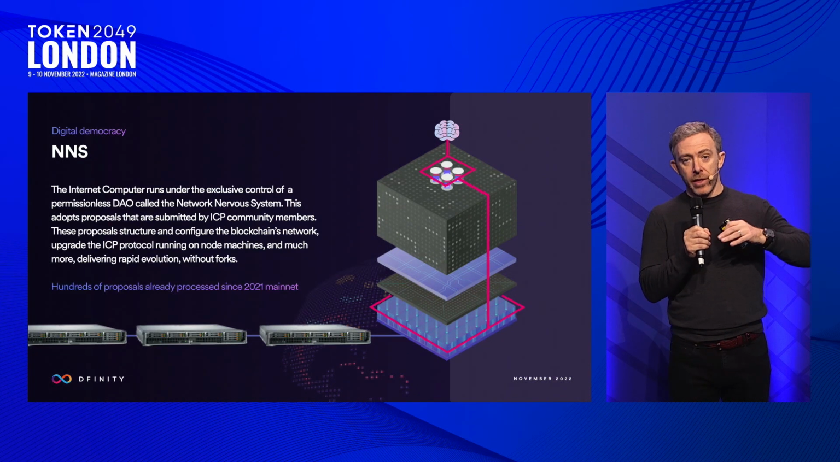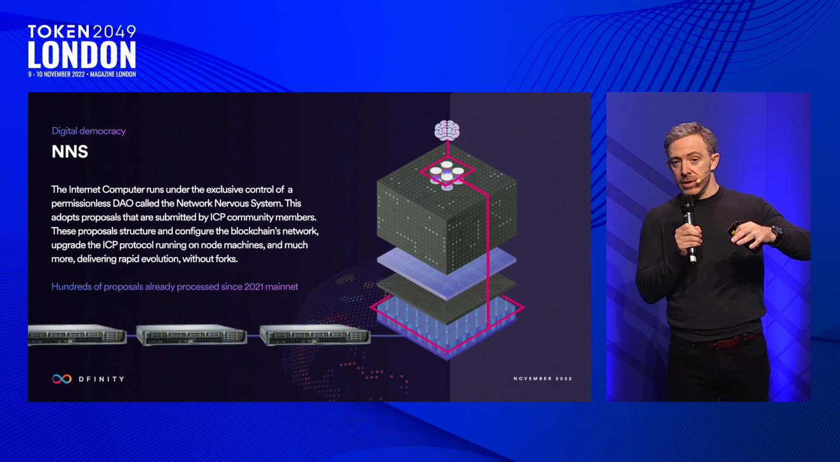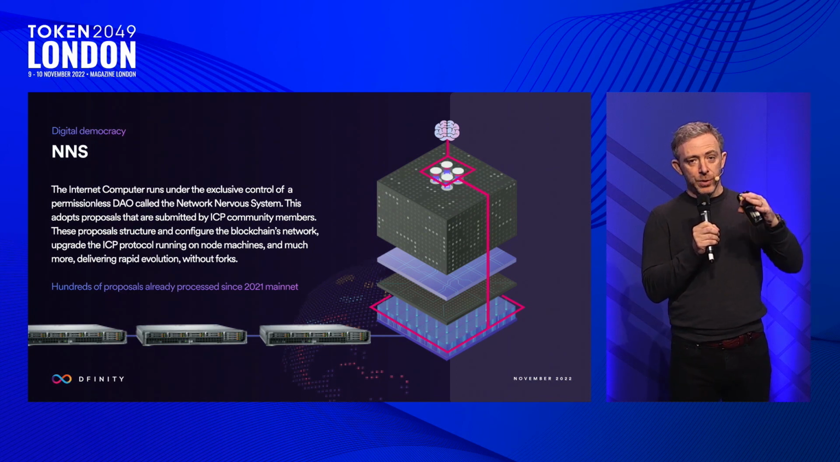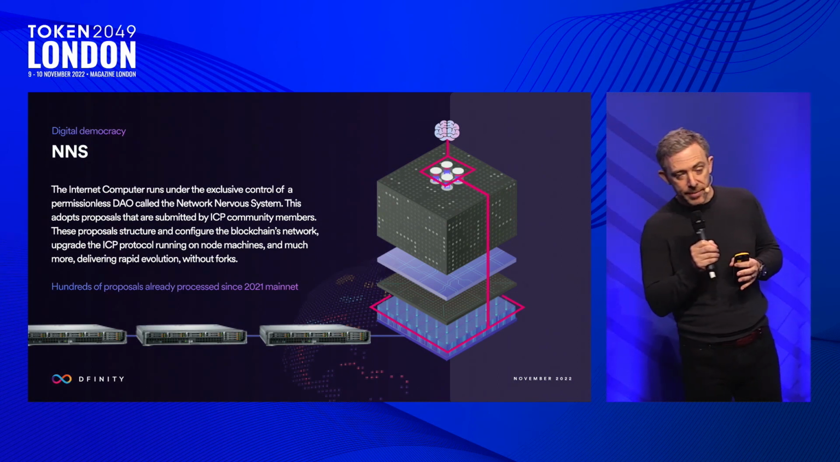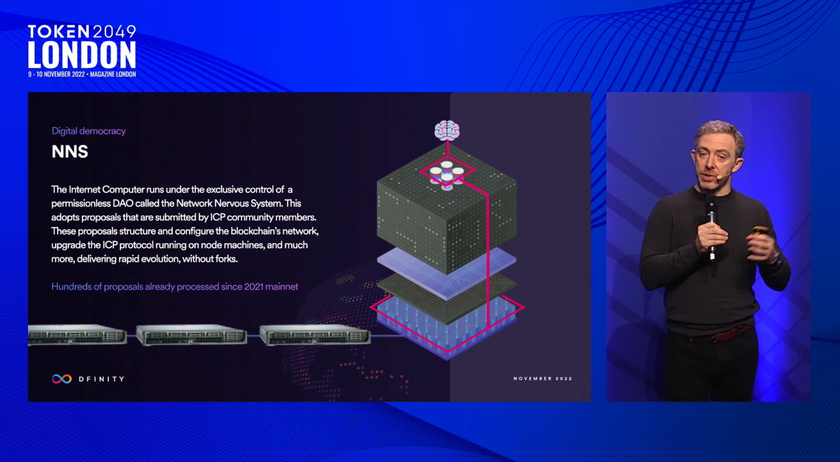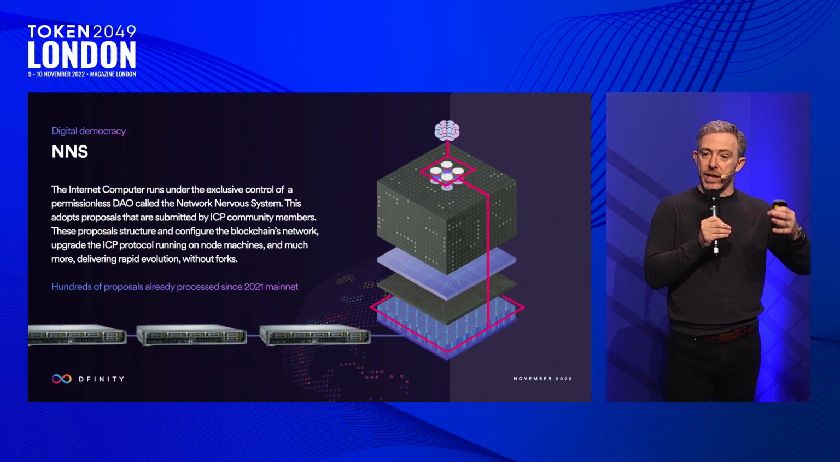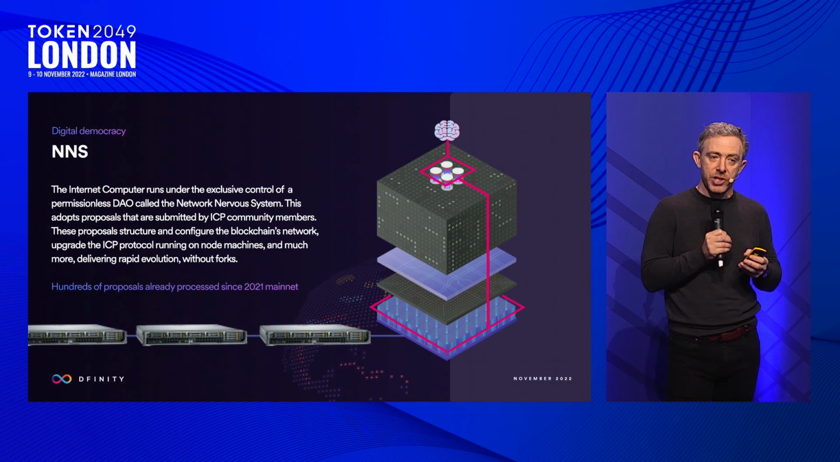So rather than forking to upgrade the network, people submit proposals to the network nervous system, which is an open governance system. If it adopts them, it executes them. And for example, those proposals can restructure the network. They can upgrade the protocol by upgrading the software on the node machines. But it's entirely automatic. There's no centralized party involved.